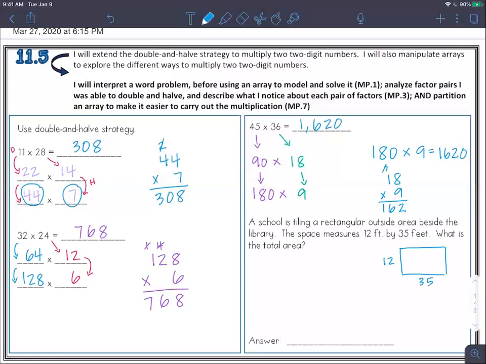And again, you can use partial products if you want, or try the doubling and halving strategy, the double and half. So what I'm solving is 12 times 35. Okay. So in this case, maybe I want to double the 35 and take half of 12.